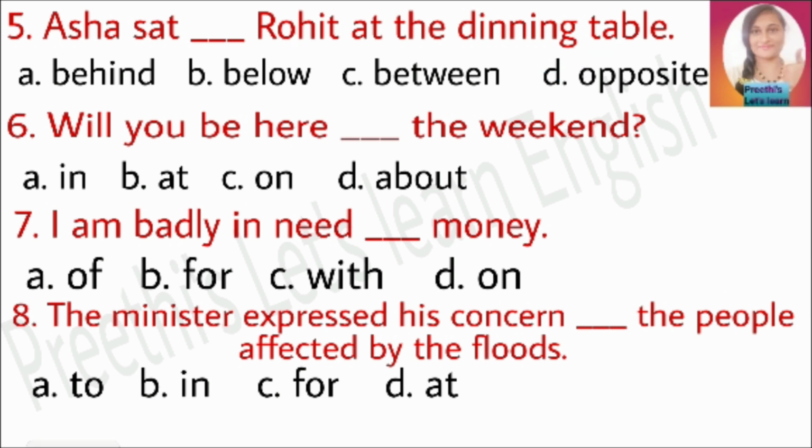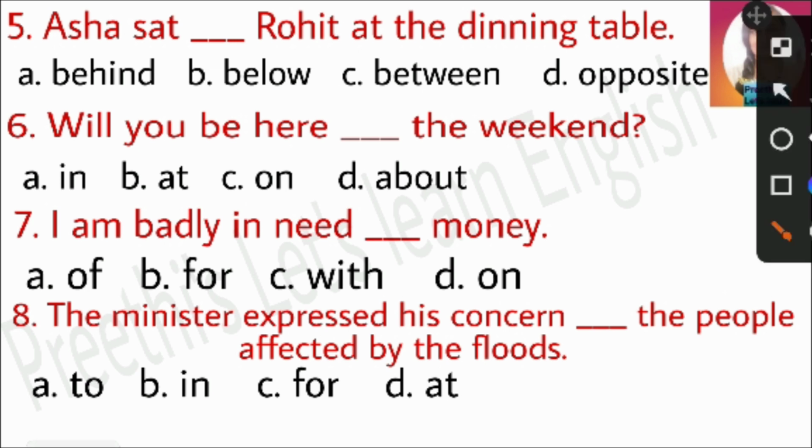Next, will you be here dash the weekend? Here the options are in, at, on, about. So we have to use at or on. At is used in British English and on is used in American English. As we are Indians, we are using British English. So the correct answer is option B, at. Will you be here at the weekend? So whenever the word weekend comes, the preposition we have to use is at.